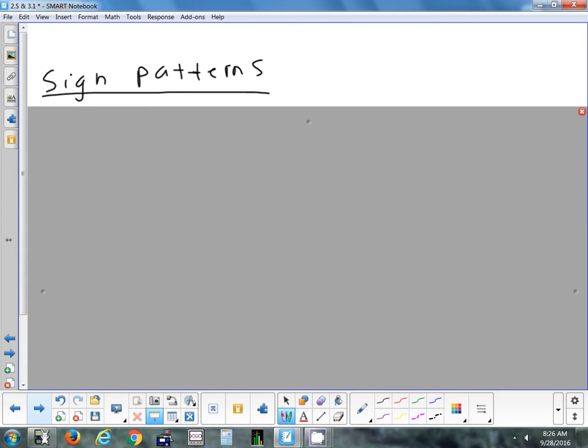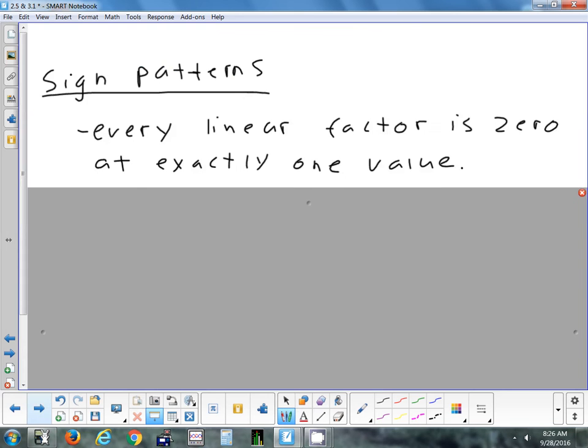All right, so one way you could do the question that we just skipped, and we can come back to it if we want, is with what's called a sign pattern. Okay, when we use a sign pattern, the whole goal is you're going to try to factor. And when you factor something, every linear factor is equal to 0 at exactly one value.